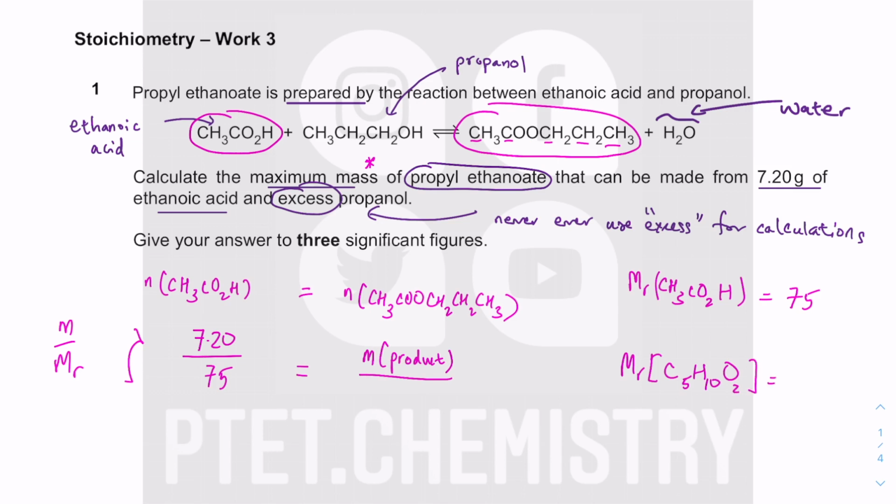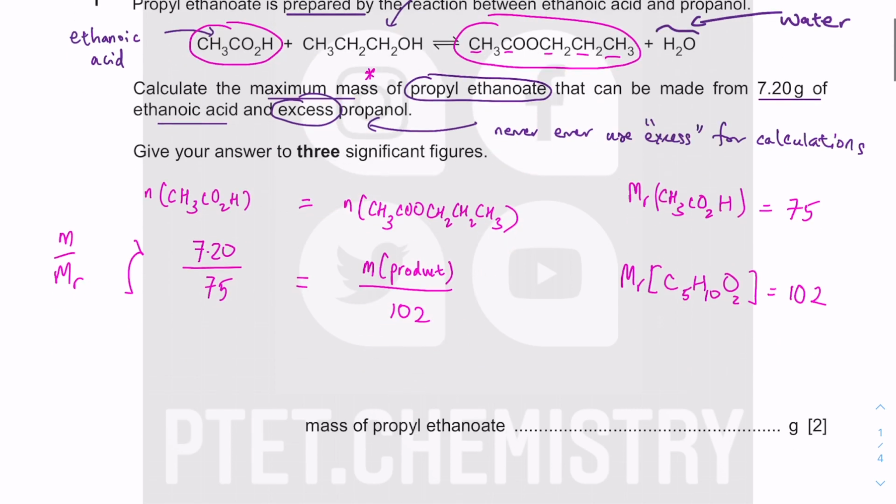So I just need to press my calculator. 12 times 5 plus 10 times 1, and 16 times 2, I get 102. That is the MR of the product, and the mass of the product will be in gram, but this thing is in gram, mass in gram over the MR of whatever thing you are referencing.